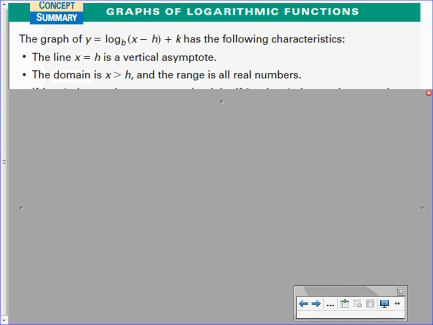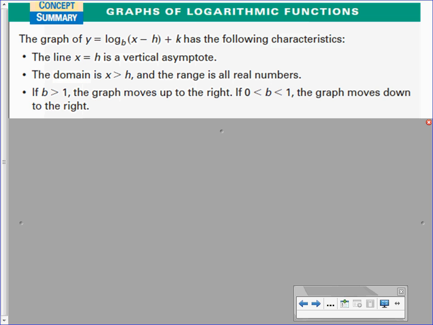The domain on all of our log stuff is going to be x is greater than your value of h. Okay? The range is going to be all real numbers because there's no boundary going up or down on these graphs. They're just going to be stopped from going too far in one direction. There's going to be a stopping point.